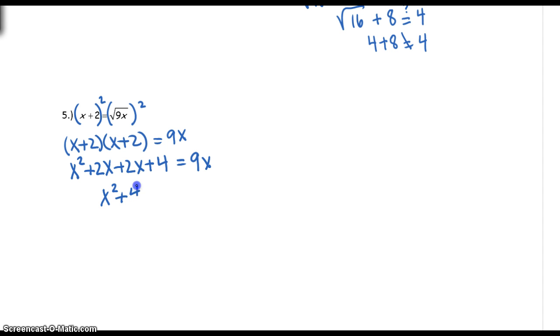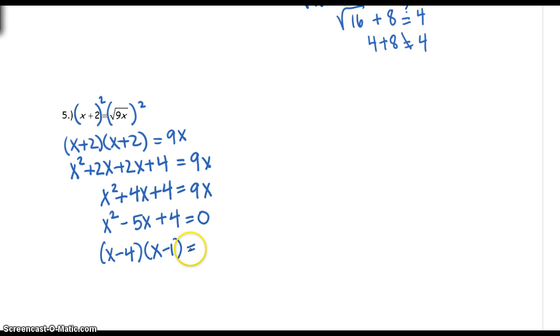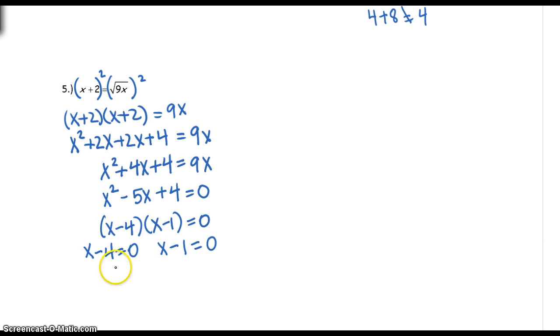So x squared plus 4x plus 4 equals 9x. All right, if I subtract 9x from both sides, I have x squared minus 5x plus 4 equals 0. Okay, what multiplies to give you 4, but adds to give you a negative 5? x minus 4, x minus 1 equals 0. There we go. And then if I take each one of these and use the zero product property, ZPP if you will, you set each one equal to 0, and then you solve. So x equals 4 and x equals 1.